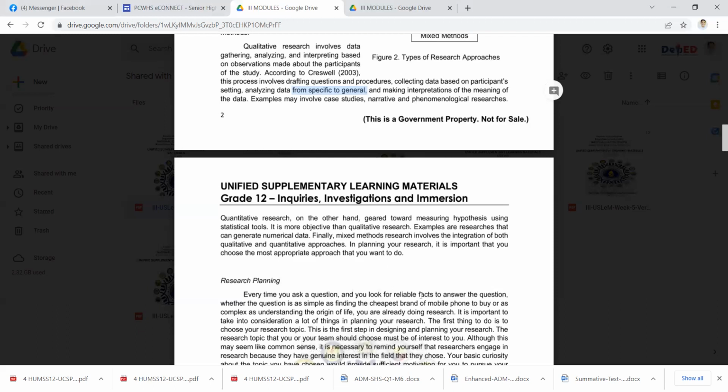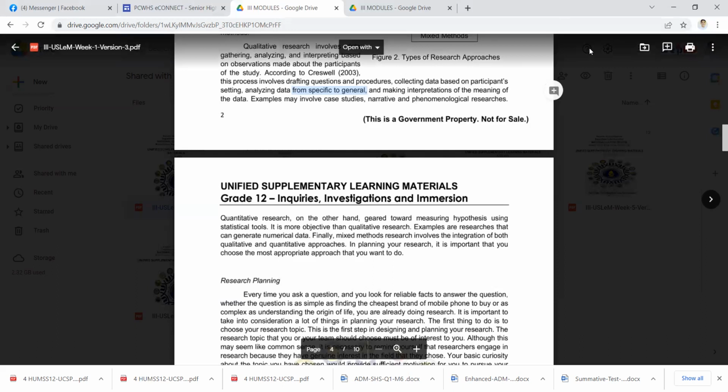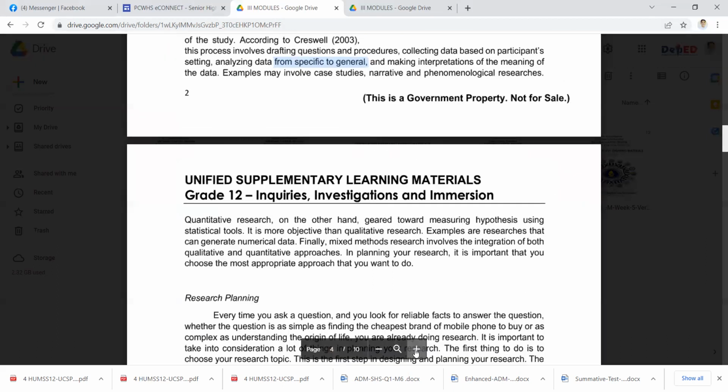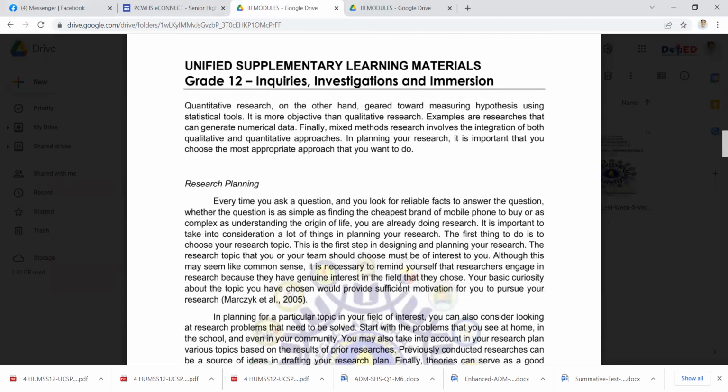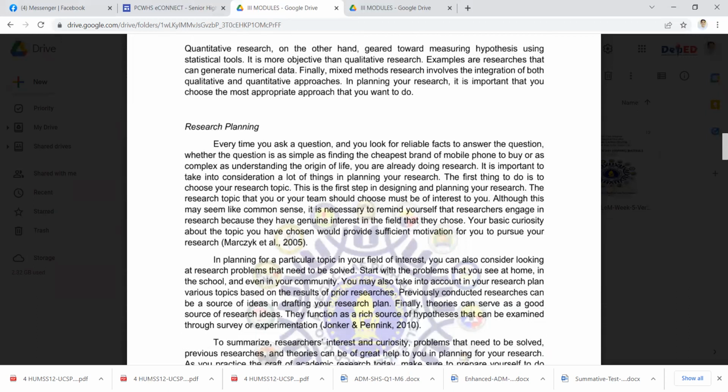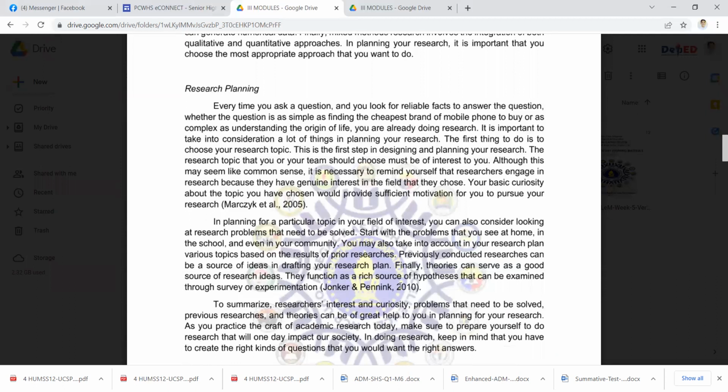In planning your research, it is important that you choose the most appropriate approach for what you want to do. Napaka-importante yun na dapat tayo ay marunong kung ano ang ating gagamitin, qualitative o quantitative na research approach. So, after choosing what type of approach, we will now come to research planning.